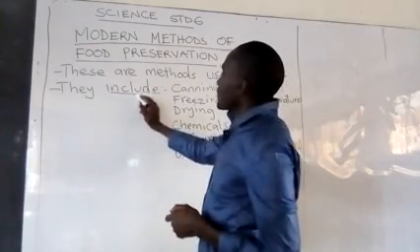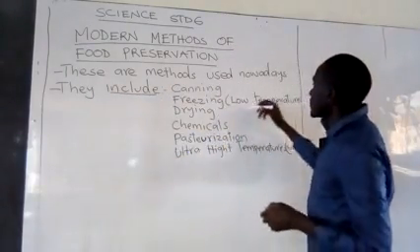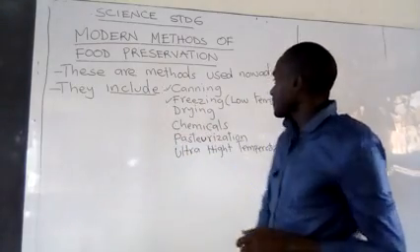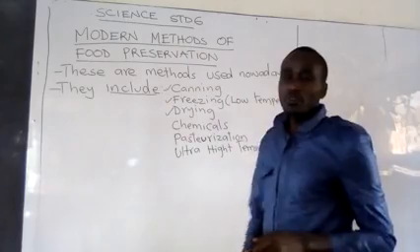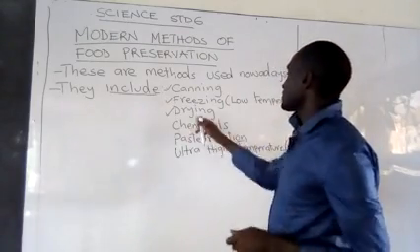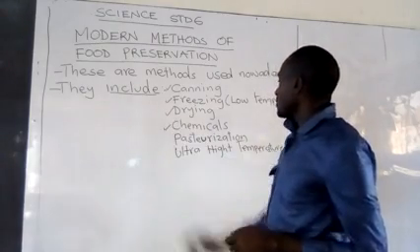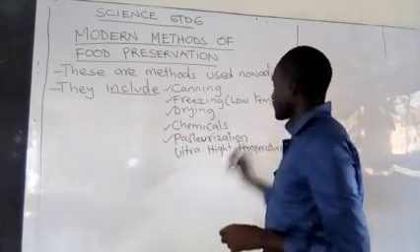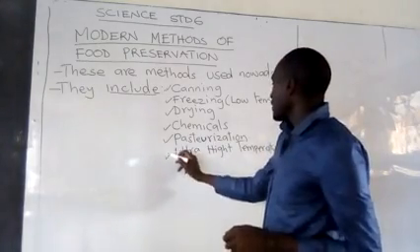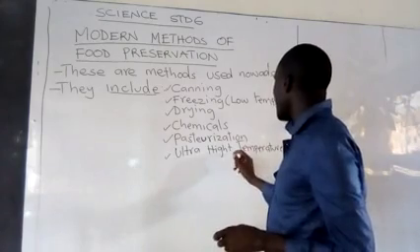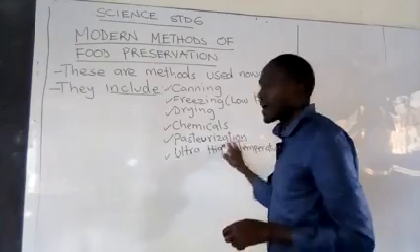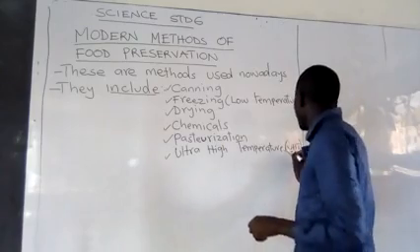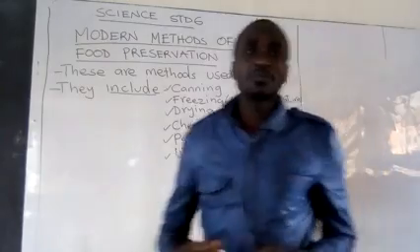Examples of modern methods of preserving food are canning, freezing, drying, which is both modern and traditional, use of chemicals, pasteurization, which is especially used to preserve milk, and UHT, ultra high temperature, which is also used to preserve milk and other kinds of foods.